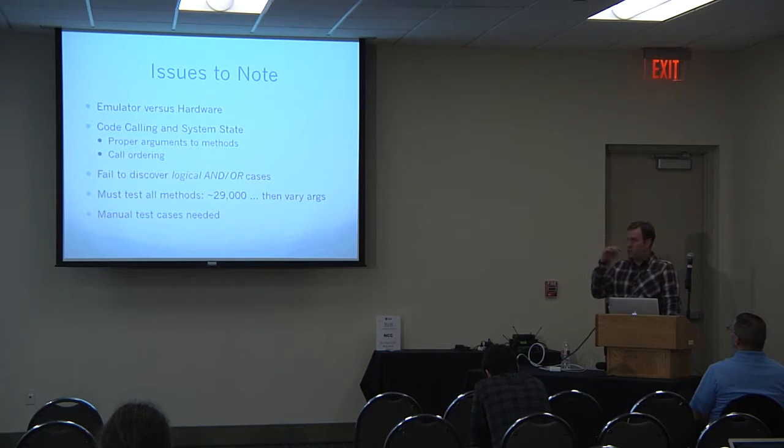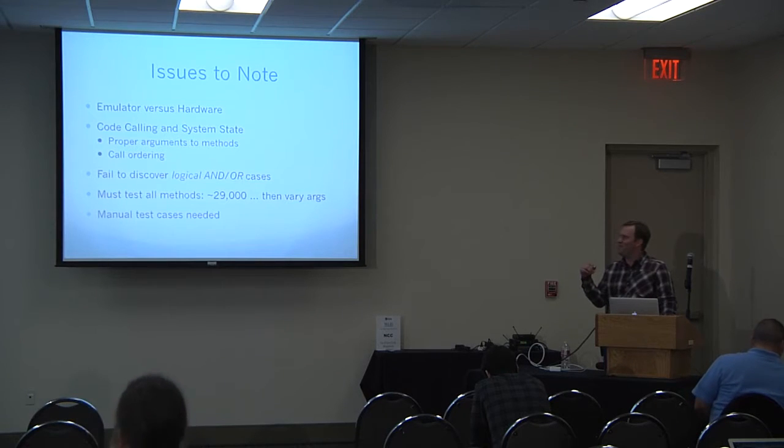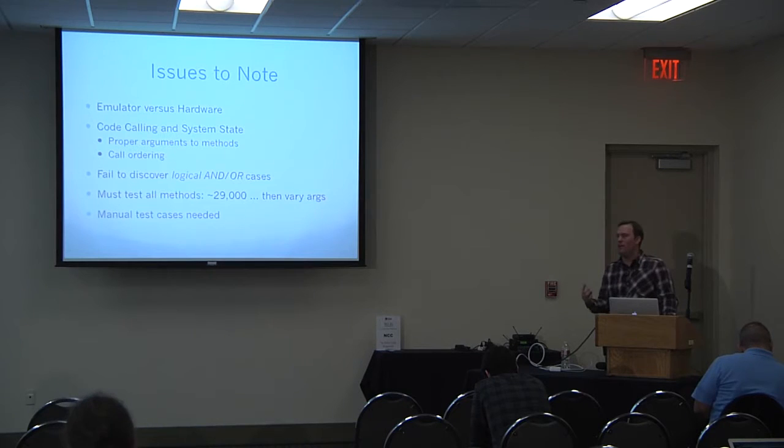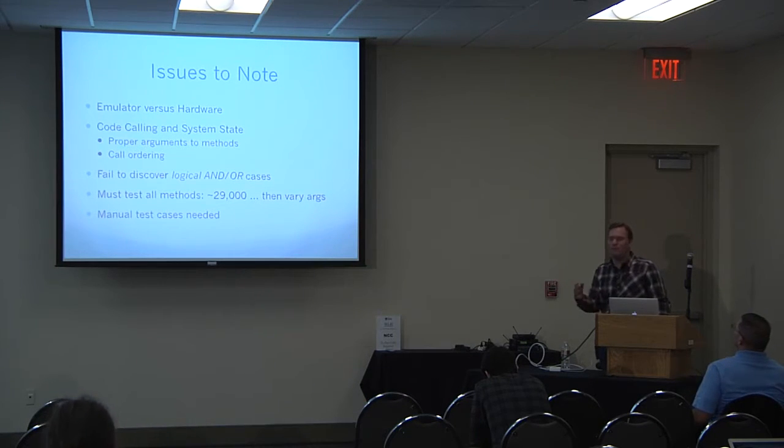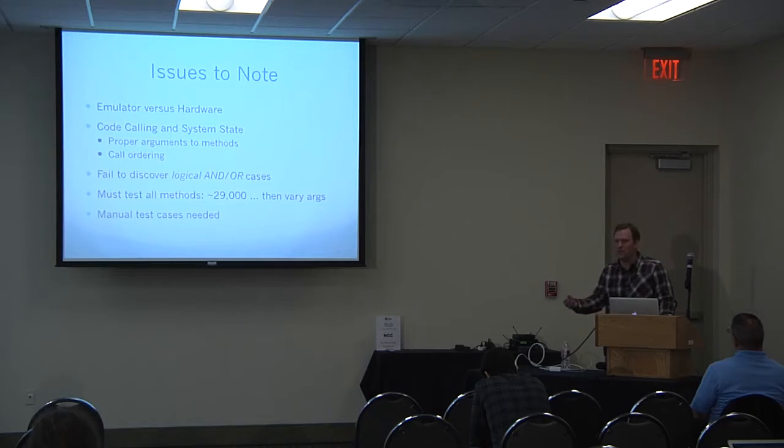Next issue is this code calling and system state. Basically, if you're calling methods within the API, and the first argument to some method is an integer, but really it's expecting some enumerated type from values 0 to 10, but you keep giving it 1024, well, clearly that's not going to help in terms of actually trying to successfully run the method and actually successfully trying to get to the security exception state.